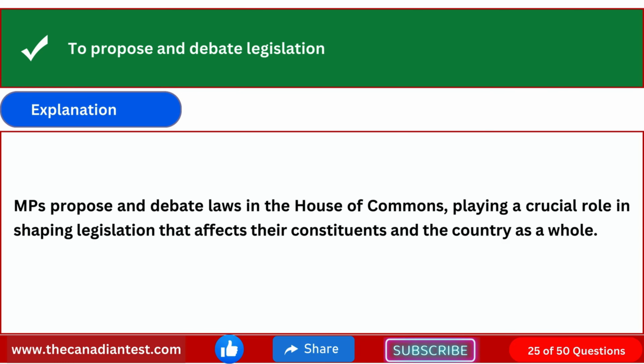The correct answer is to propose and debate legislation. Explanation: MPs propose and debate laws in the House of Commons, playing a crucial role in shaping legislation that affects their constituents and the country as a whole.